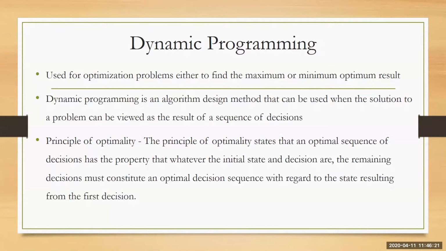So what is that principle of optimality? The principle of optimality states that an optimal sequence of decisions has the property that whatever the initial state and decisions are, the remaining decisions must constitute an optimal decision sequence with regard to the state resulting from the first decision. So just focus on the last part: with regard to the state resulting from the first decision.